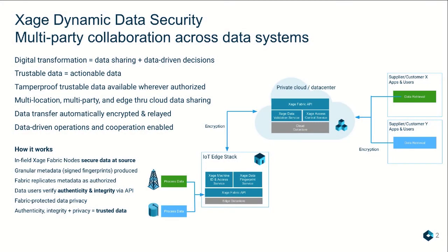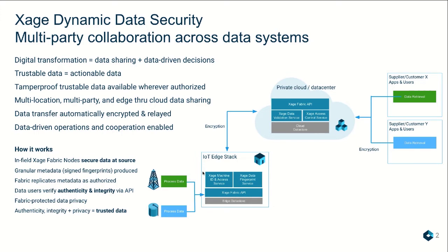The Xage Dynamic Data Security product enables the digital transformation of today's OT networks. This product allows for secure data sharing and provides access to trustable data, allowing for confident data-driven decisions to be made. We offer tamper-proofing of the data and access to this data wherever authorized. This enables multi-location, multi-party, and edge-to-cloud data sharing. When data is ingested by the Dynamic Data Security offering, it is then automatically encrypted and relayed across the Xage fabric. With the Dynamic Data Security product, our customers can confidently perform data-driven operations and are enabled to share and cooperate with multiple parties using this data.